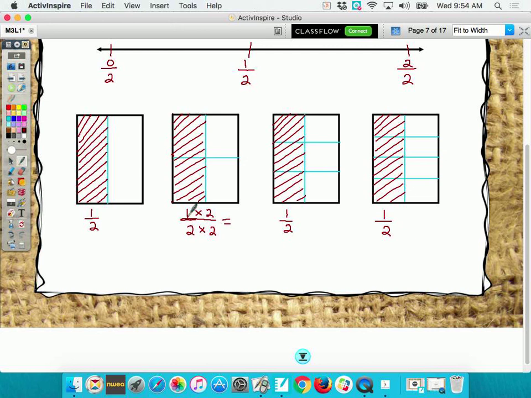Now, what's 1 times 2? 2. What's 2 times 2? 4. 2/4 is equivalent to 1/2. Starting today, you need to circle your answer. The final one, the final fraction.